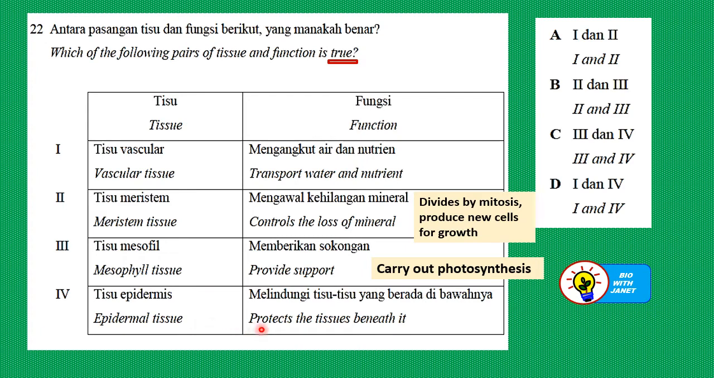Number 4, epidermal tissue protects the tissues beneath it. This is correct. The epidermal tissues are at the uppermost layer of the leaf, for example, and protect the tissues beneath it. So number 1 and 4, so the answer is D.